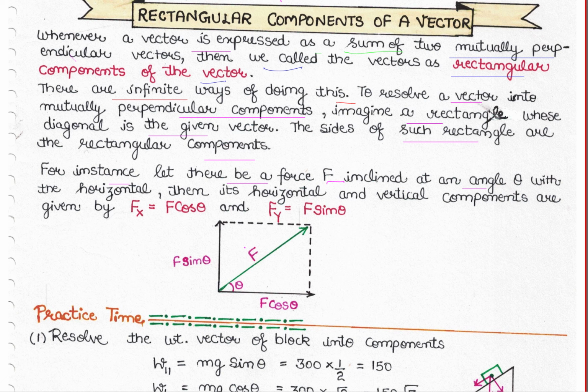That is, this is our force, which is inclined at angle theta with the horizontal component, that is this. So we can write from this, its horizontal component Fx is equal to F cos theta and its vertical component Fy is equal to F sin theta. So we can easily divide a vector into two components: its horizontal component and its vertical component.